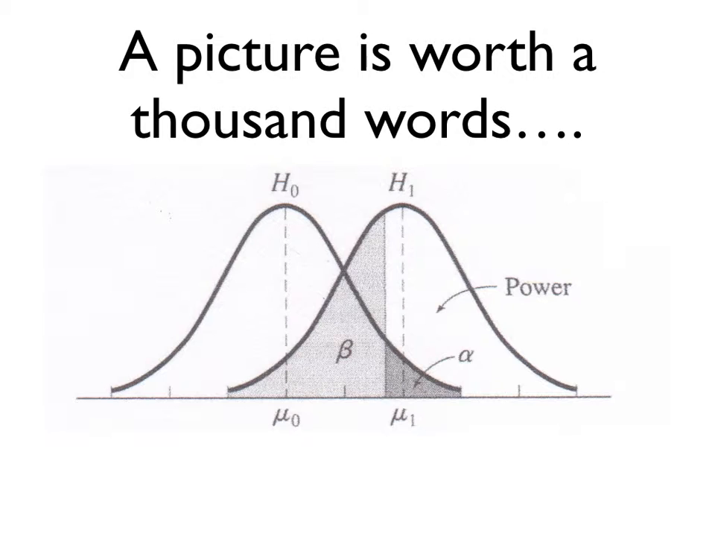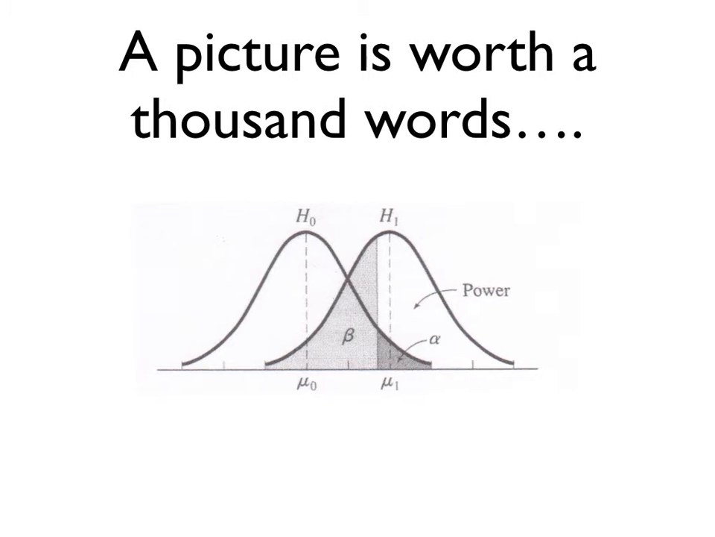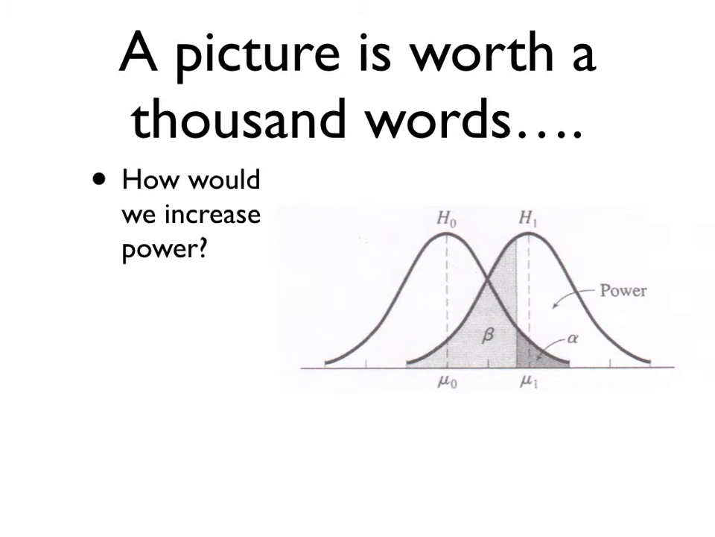So basically what we want to do is make beta small. Well, alpha is already small, because we set it. So what we want to do is decrease the overlap between those two distributions, which we can't really do. This is why it's a weird thing. We can't actually do this.